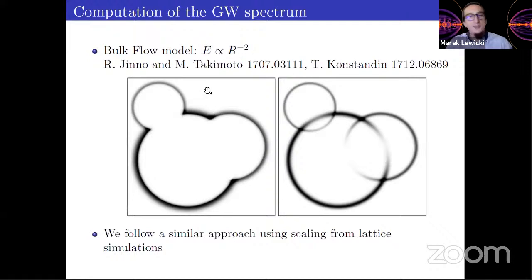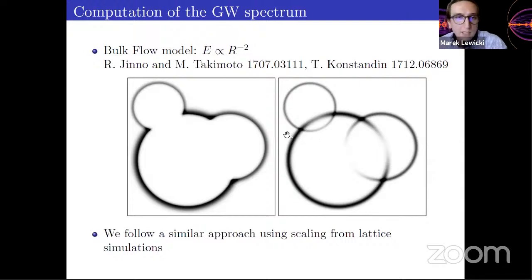But then that was improved several years ago. There were papers by Gino again and Konstantin. This is actually, the plot is from this paper. The improvement was a bulk flow model where the energy goes as R^-2, which you would expect just based on the energy conservation in the shell, which, as you see, quite trivially means you don't drop the collided part of the wall, but the energy starts going down after the collision with the radius.